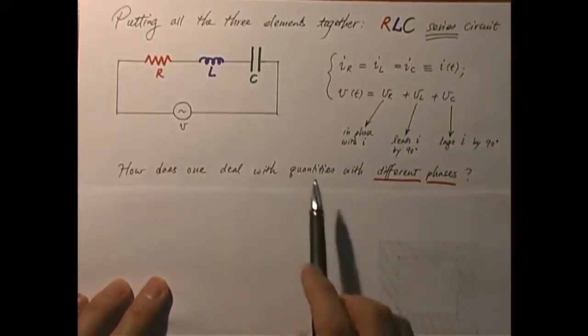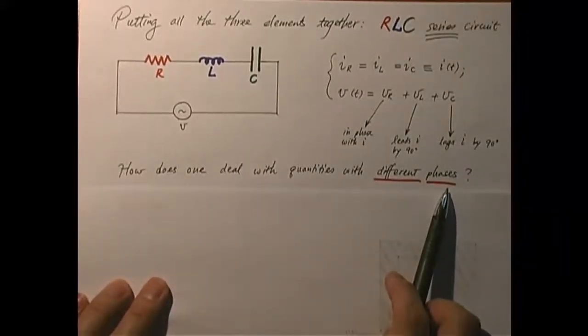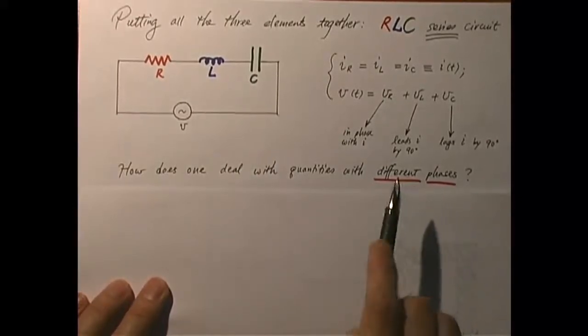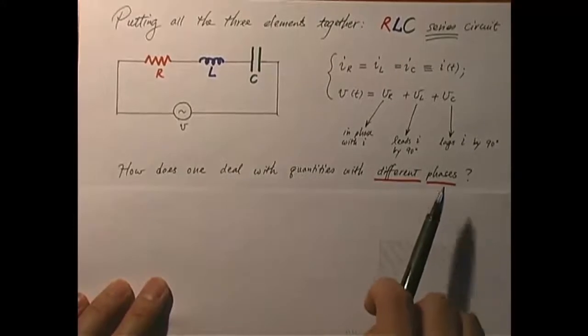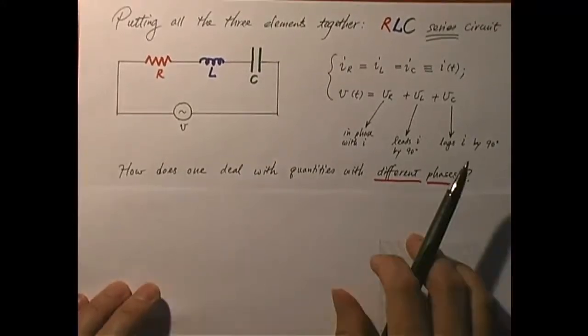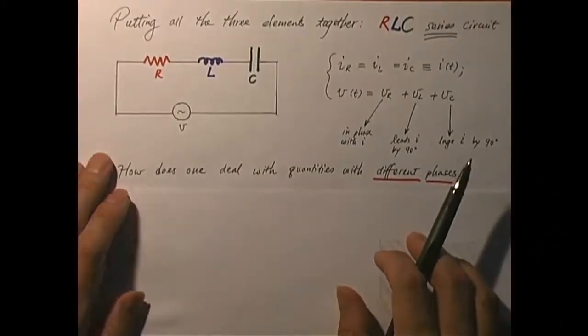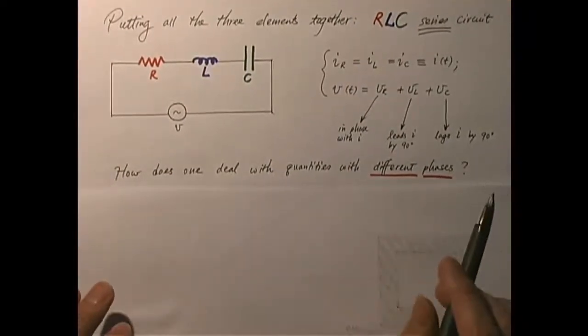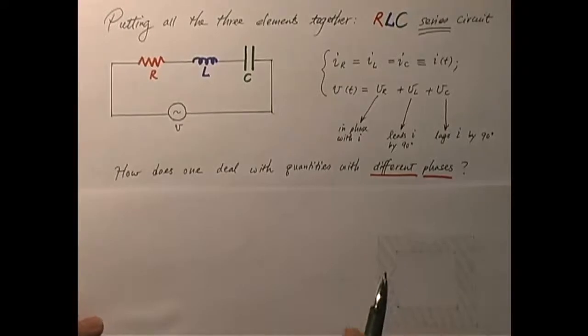How does one deal with quantities with different phase? Actually, not only different phase, but also something that makes things easier: they have the same angular frequency. Now, you'll notice that when we studied simple harmonic motion in physics 1B, we also noticed that there is a relationship between simple harmonic motion and uniform circular motion. In what sense?